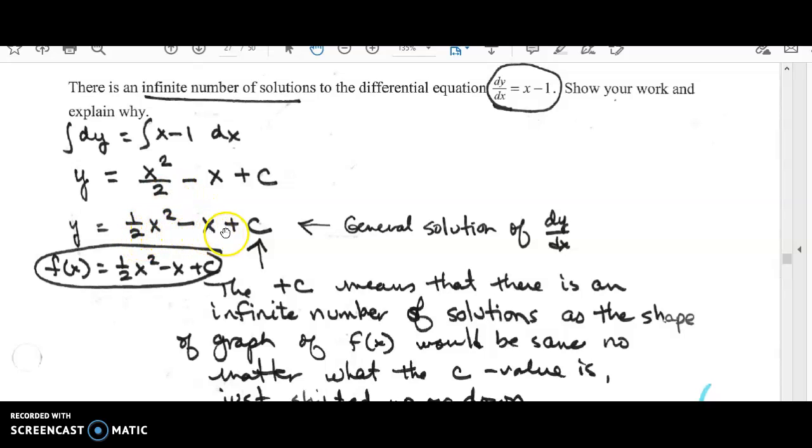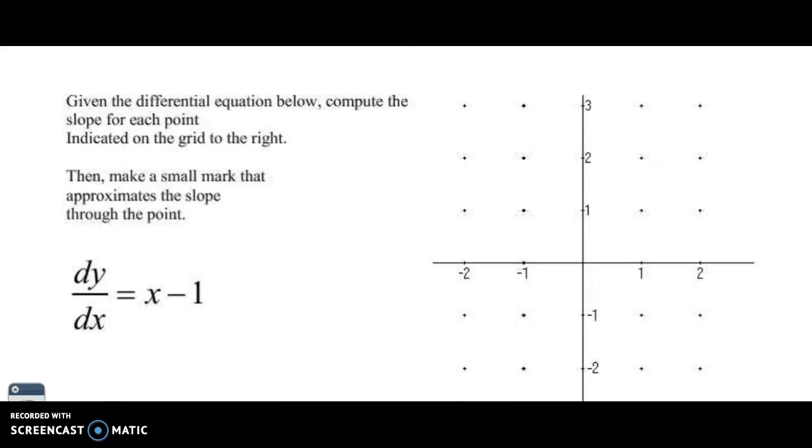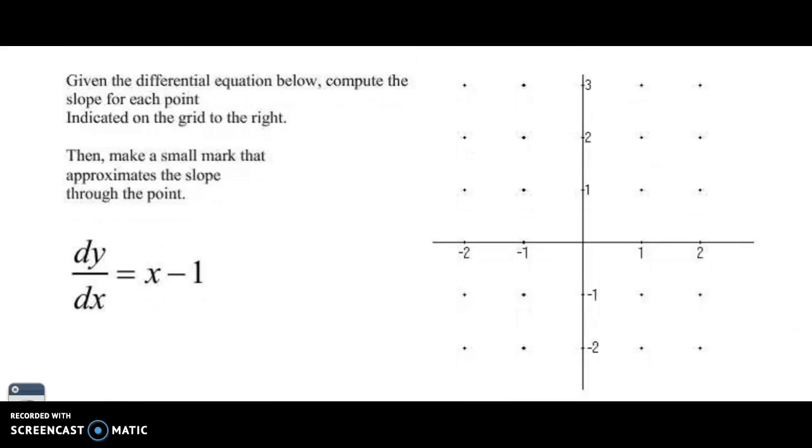1/2 x squared minus x plus 20. 1/2 x squared minus x plus 3. All of them have the same derivative of x minus 1. So that's sort of where we're going with this, and we can visualize it using slope fields. So let me actually teach that part. That's just explaining why we have an infinite number. And if I went too fast, feel free to pause, write down what you are thinking, and then go on from there.